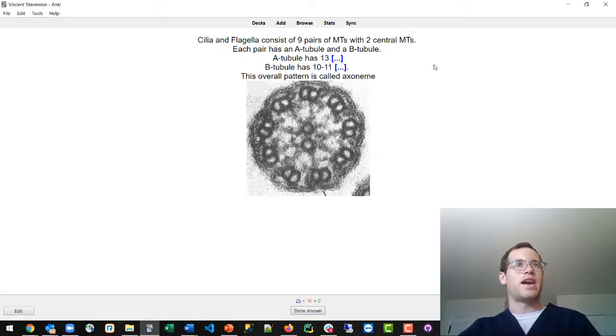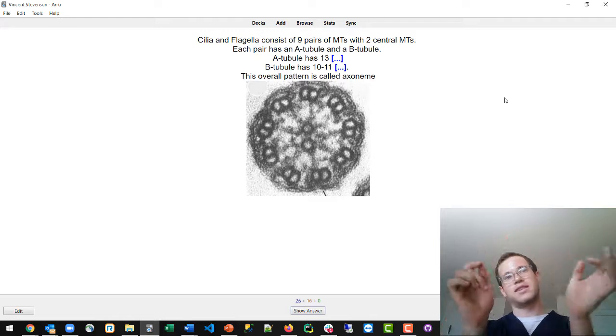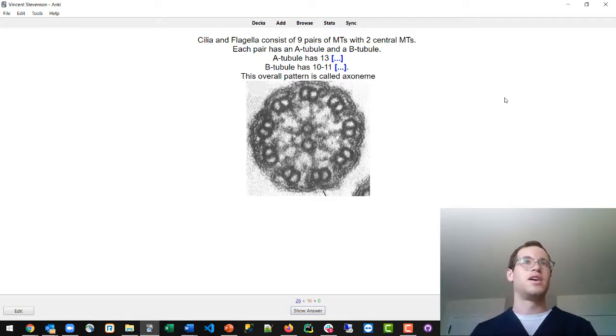And then, getting back to microtubules now, we have cilia and flagella that consist of 9 pairs of microtubules with 2 microtubules in the center. So you can see in this picture right here how you've got 9 pairs around the outside, and then on the inside you've got 2 central microtubules.